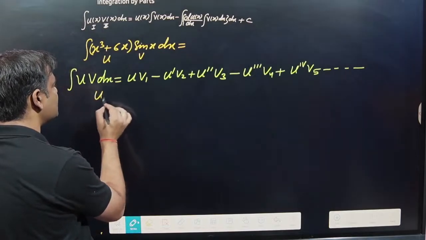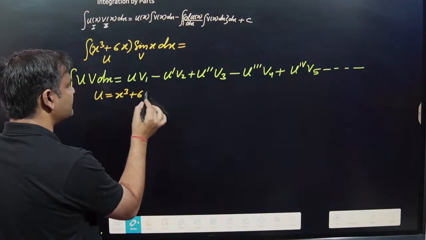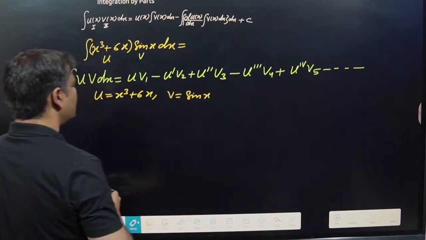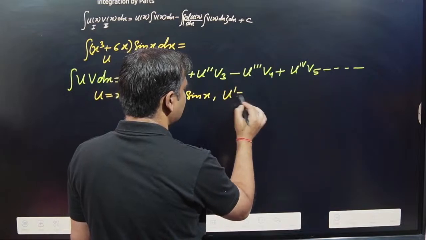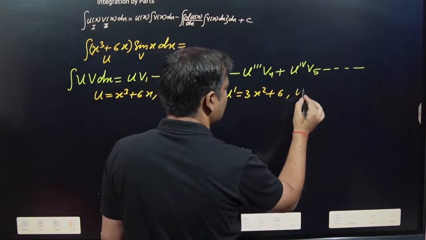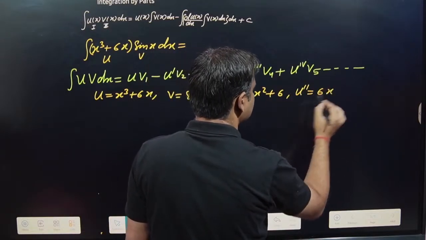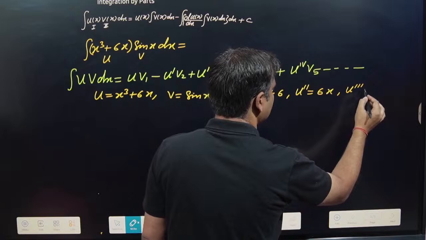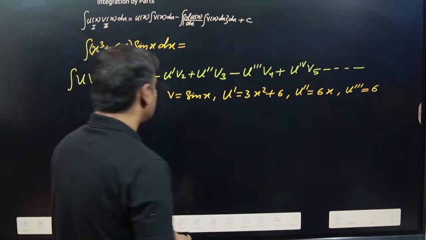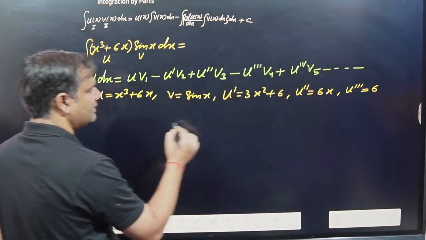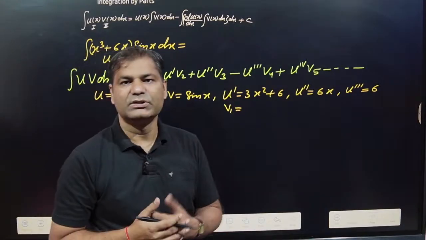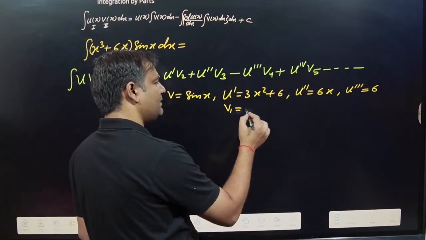u is x cube plus 6x, and v is sin x. Okay, u prime is 3x square plus 6. u double prime is 6x, and u triple prime is 6. Very simple. Clear or not? After that, what about v? v1 means integration of sin x. Integration of sin x is simply minus cos x.